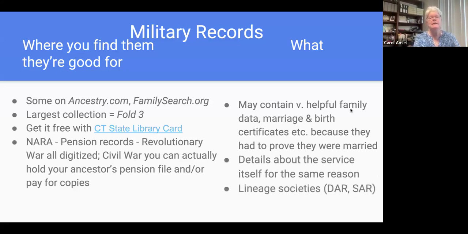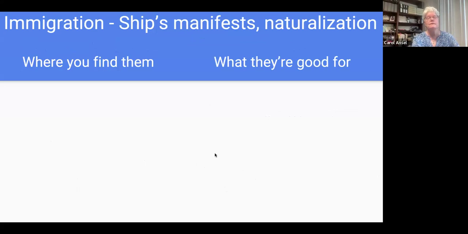And you can get details about the actual military actions. I had an ancestor that was pretty fascinating. He was on a privateer out of New London, and they got captured, and he ended up in one of the prison ships in New York Harbor, and he survived, which not a lot of people did.